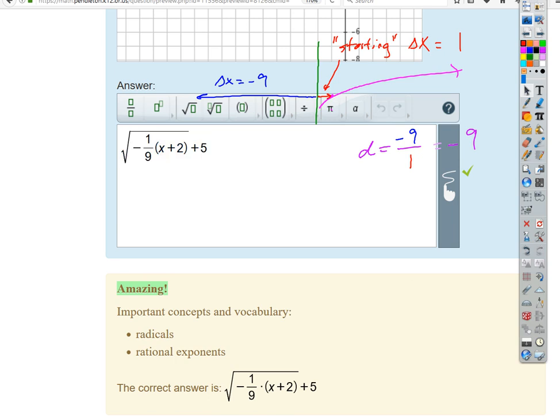Okay, let's try one more. I want to make sure we got this down. Let's do one where we just pick. Okay, let's do one like this.